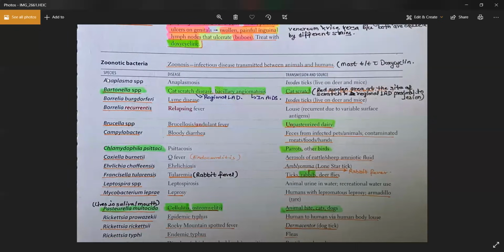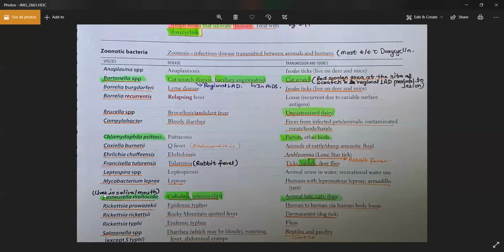So for the cats, Bartonella, and for the dogs, it is Pasteurella, and for the rabbits, it is Francisella. So know the history of the patient. If it is rabbit, it is Francisella. If it is dog, it is Pasteurella. If it is cat, it is Bartonella.